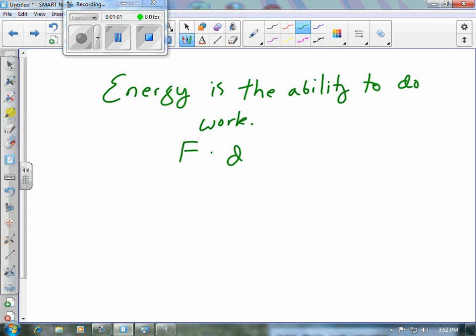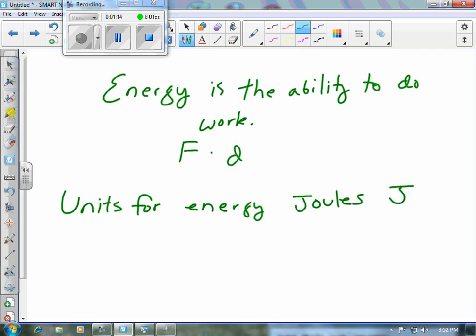So the units for energy are joules. The symbol is J, joules.